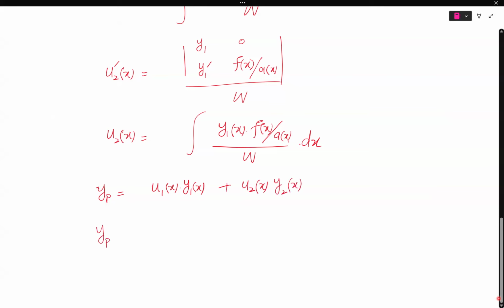So finally, we will be able to write the complete solution y of x with the homogeneous part and the particular integral: c1 y1 of x plus c2 y2 of x plus u1 of x y1 of x plus u2 of x y2 of x. So this is the strategy, which is the method of variation of parameters. This strategy can be directly implemented for the cases in which we have a general linear non-homogeneous equation. So this can be extended to third order differential equations.